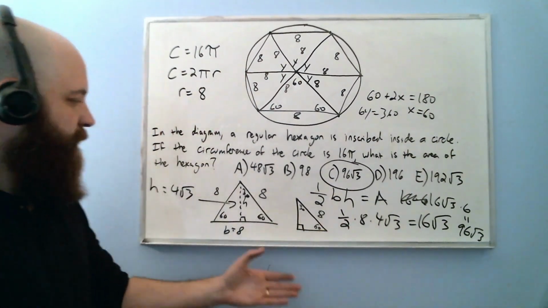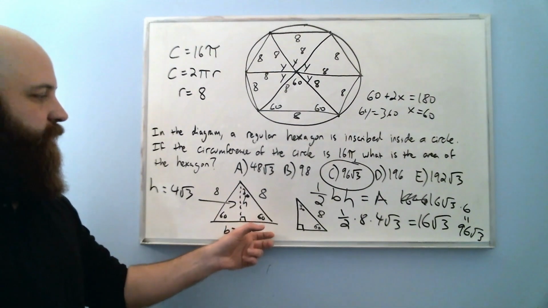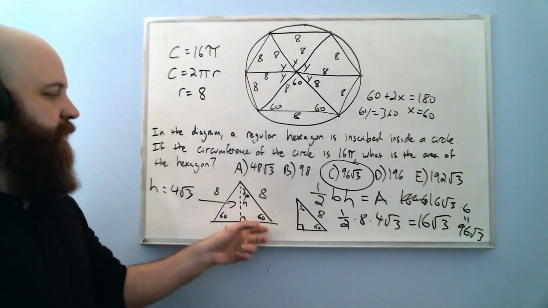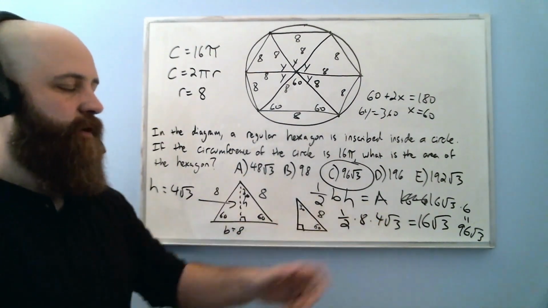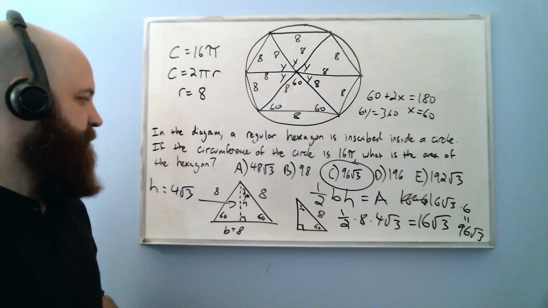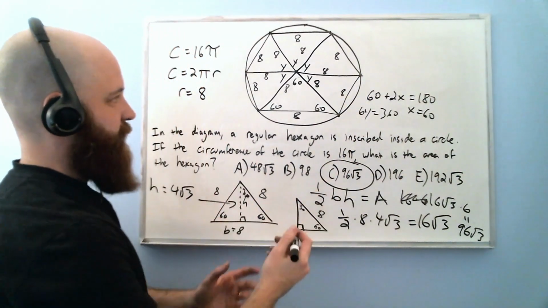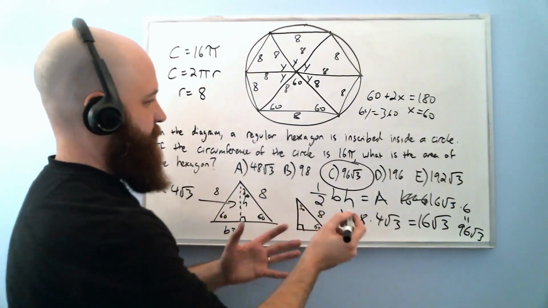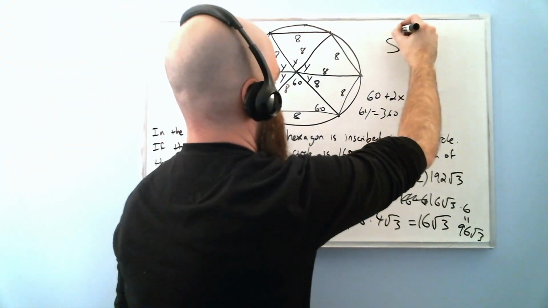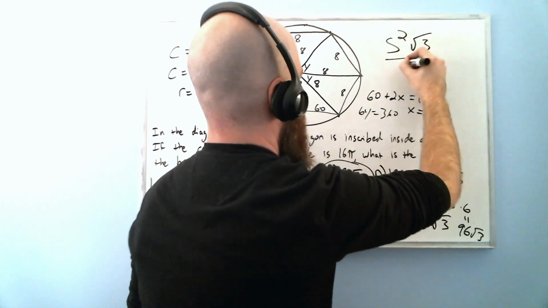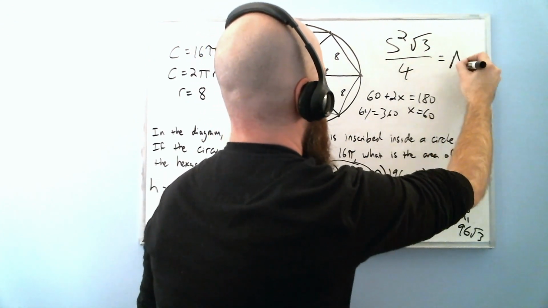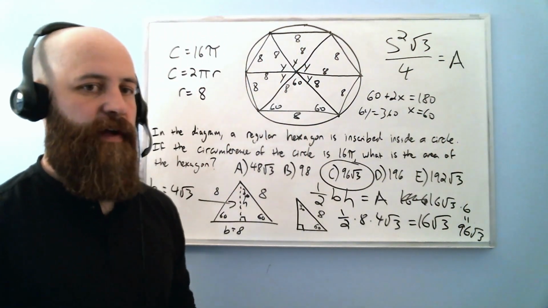And then lastly, notice if you have the side of an equilateral triangle, you break it up into 30, 60, 90, you can work your way towards its area. Now some people say, if I know the side length is 8, then I can use my formula, which is s squared root 3 over 4. That gives you the area of an equilateral triangle.